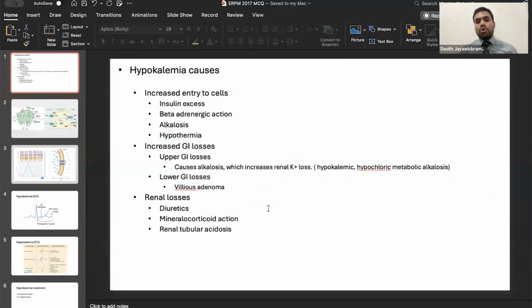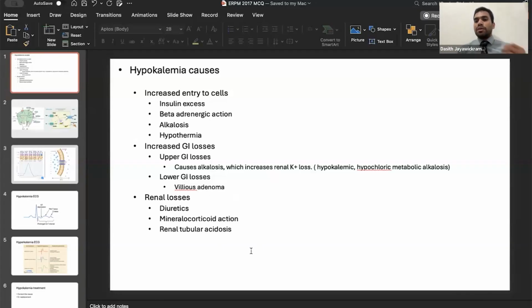Okay. So when you talk about the lower GI losses, for example, there are different types of polyps. Out of that, villous adenoma is notorious for secreting high potassium-rich mucus secretions. And they secrete a lot of fluid, almost more than 1 liter per day. So when this villous adenoma secretes more and more fluid, potassium also is lost. So in these lower GI losses, the potassium is lost by a direct mechanism. Example, villous adenoma.